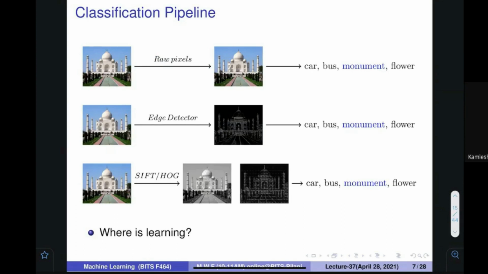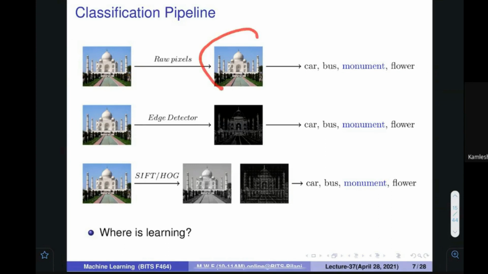Sometimes you want to apply a kind of classification. For example, this image is there. You want to classify whether it is a car, a bus, a monument, or a flower. Once again, our task in machine learning is to do some kind of classification. So let's assume that this is the image that you have, and you want to do the classification. How would you proceed?